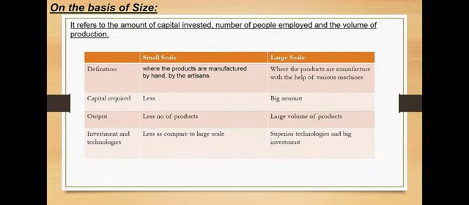And next we go for, on the basis of size, the industries are broadly divided into small scale and large scale. Small scale, in the name itself, the capital is very less, output is less, laborers are very less, right? Everything will be very low. And large scale has big capital, a huge number of laborers, and a large number of outputs. These are the differences between small scale and large scale industry.